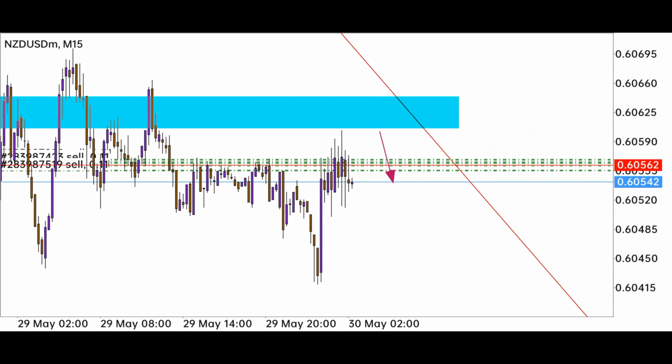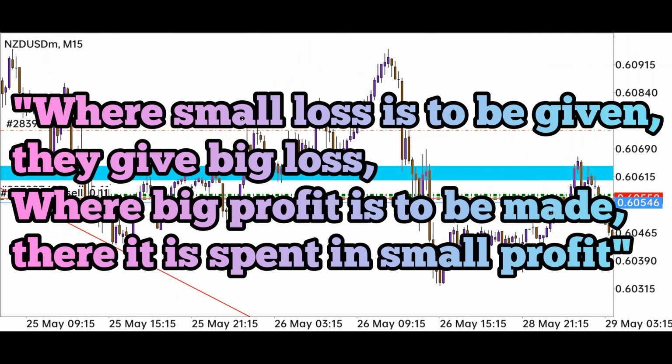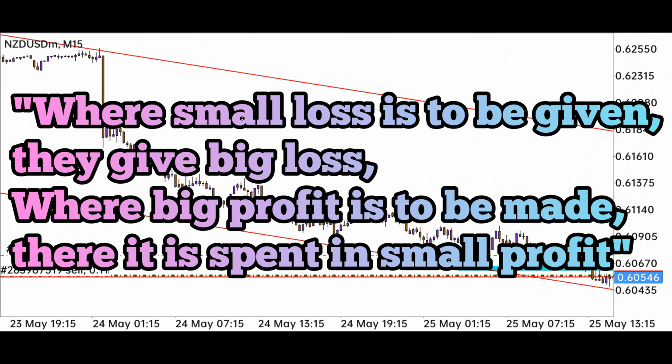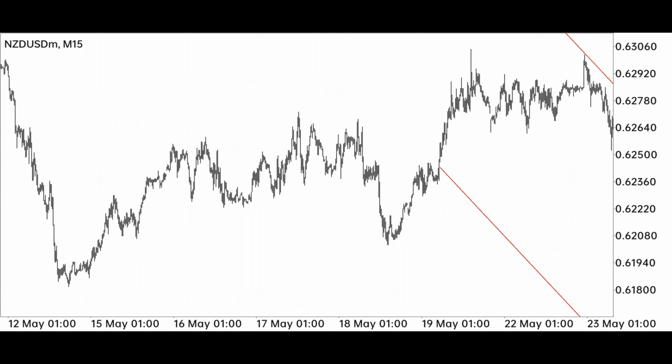Most of the traders do not know when to exit the trade. Where small loss is to be taken, they take big loss. Where big profit is to be made, there it is spent in small profit, due to which you are not able to follow the right risk management and always remain in loss.